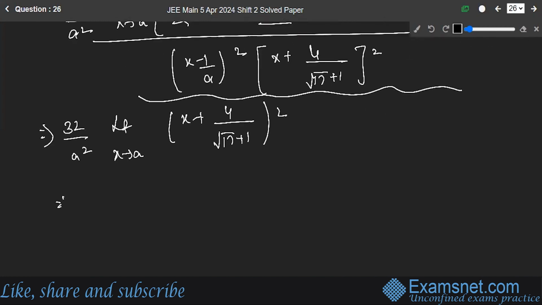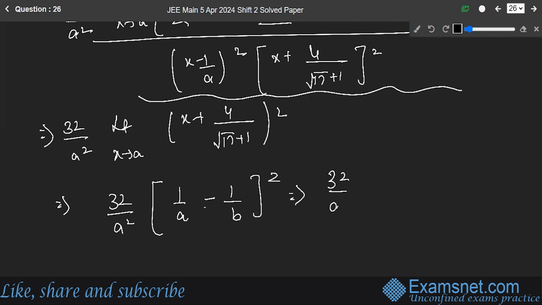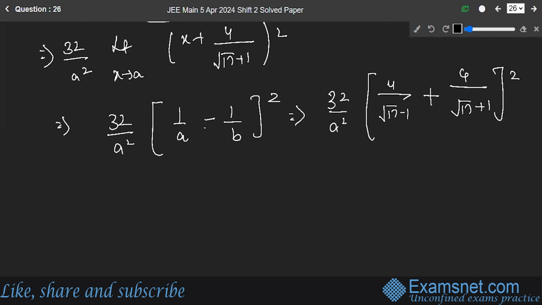Okay. This is equal to 32 upon a square. This will be (1 upon a minus 1 upon b) whole square. So 32 upon this, a was equal to 4 upon root 17 minus 1, and b was equal to 4 upon root 17 plus 1 whole square.